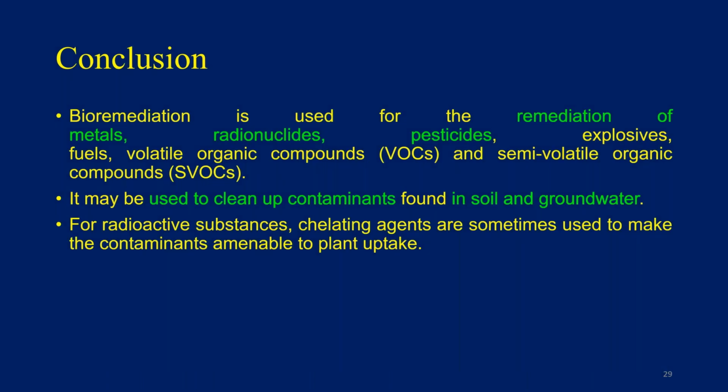Bioremediation is used for the remediation of metal, radionuclide, pesticides, explosive fuel, volatile organic compound, and semi-volatile organic compound. It may be used to clean up contamination found in soil and groundwater. For radioactive substances, chelating agents are sometimes used to make the contaminants amenable to plant uptake.